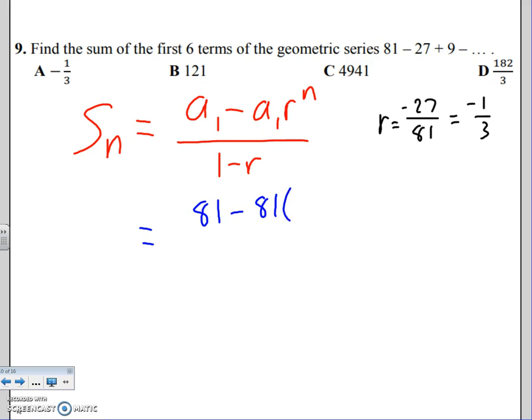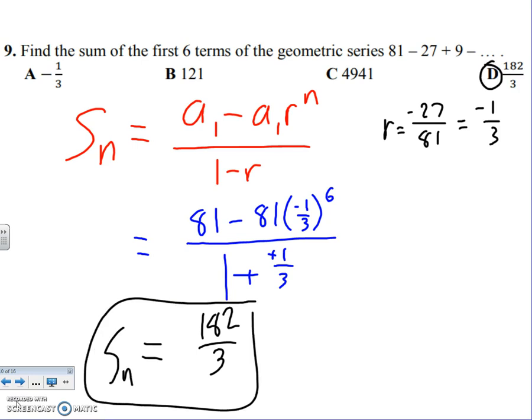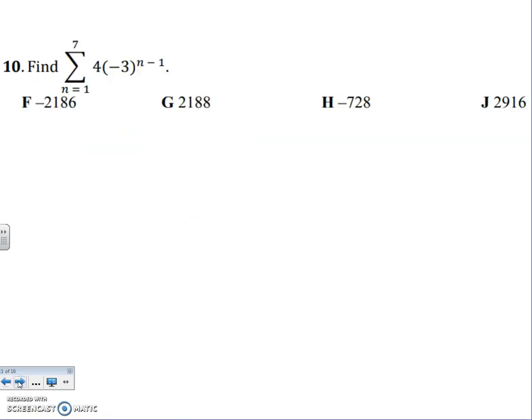So times negative 1/3, to the n, there's 6 terms, over 1 minus negative 1/3. Really adding. And you can type that in your calculator, see what you get. Which gives us 182 over 3. So that's the sum of this geometric series. And choice D.